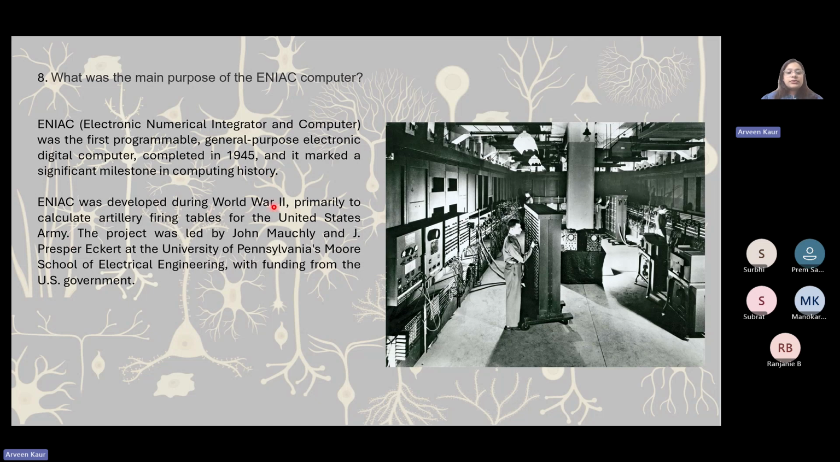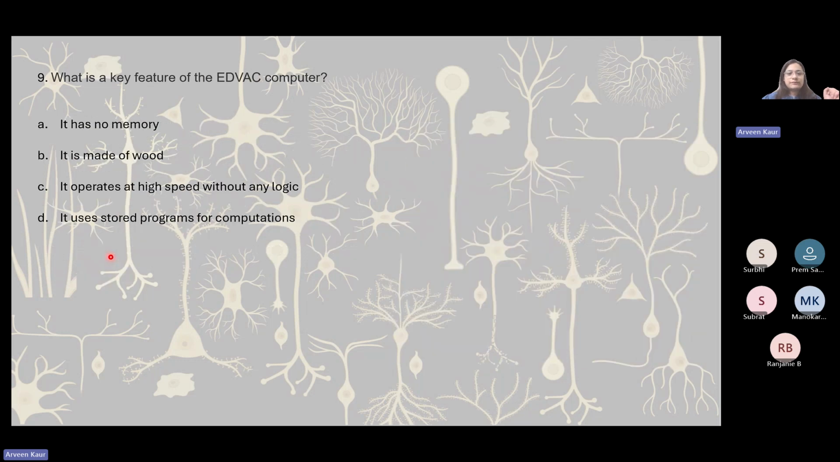ENIAC was developed during World War II primarily to calculate the artillery firing tables for the United States Army. The project was led by John Mauchly and J. Presper Eckert at the University of Pennsylvania's Moore School of Electrical Engineering with funding from the US government.